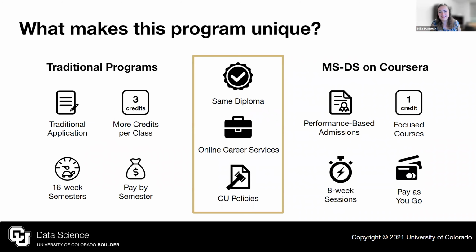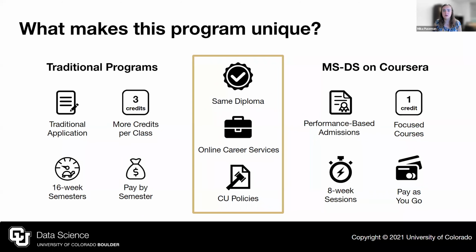Yet another thing that makes this program unique is what you're going to receive once you graduate. So MSDS students on Coursera receive the same diploma as a residential on-campus student. There's no designations on your transcript or your diploma that say this is an online program. You're going to earn a fully accredited Master of Science in Data Science from the University of Colorado Boulder. And you're invited to attend commencement on campus during your graduation term, if you would like.